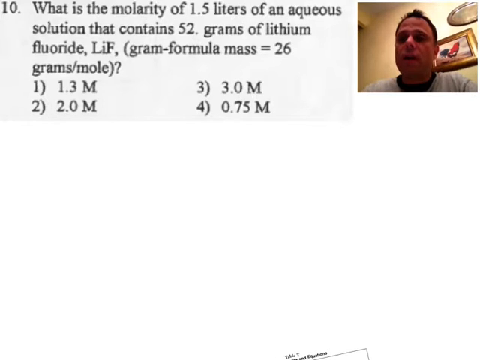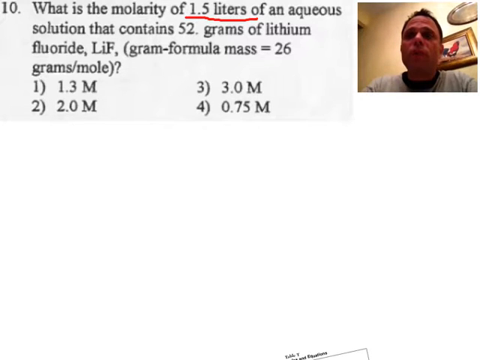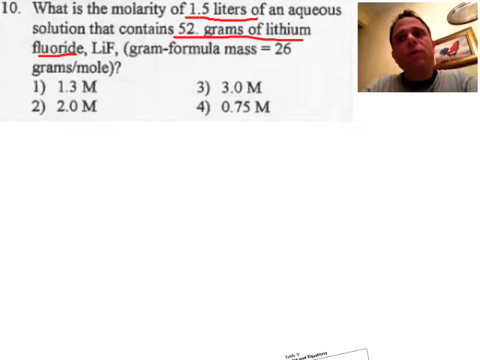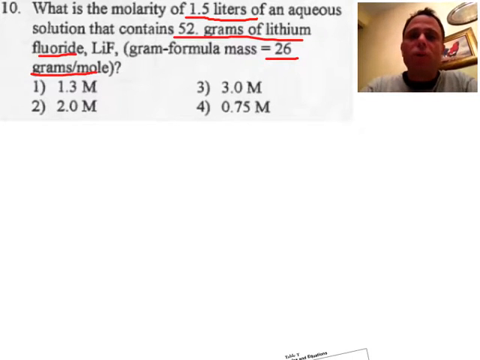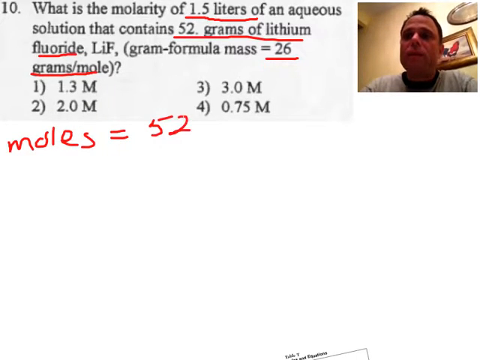Okay, put this aside. What are we given? We are given 1.5 liters of aqueous solution. Great, but that's for the second part. We need to know the moles of solute first. So we have 52 grams of lithium fluoride, but only 1 mole is equal to 26 grams. So we have the moles is equal to the 52 grams that we have divided by the 26 grams per mole that it is.